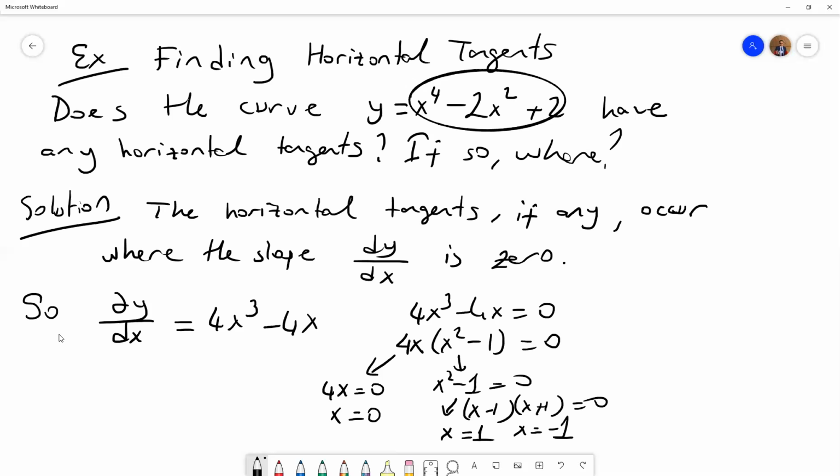We have three tangents, the points of tangents, I mean. We can write it like that also: 0, 1, and minus 1. Don't forget these points.